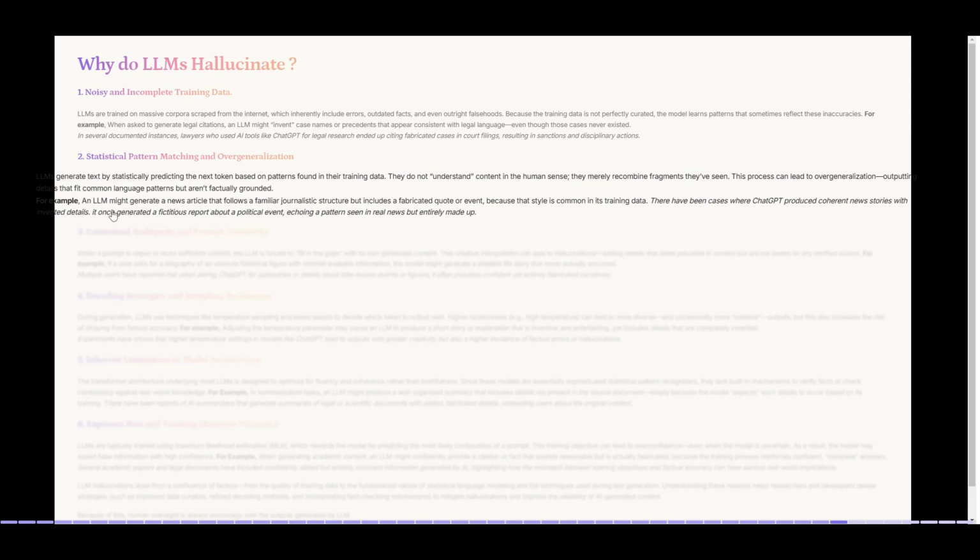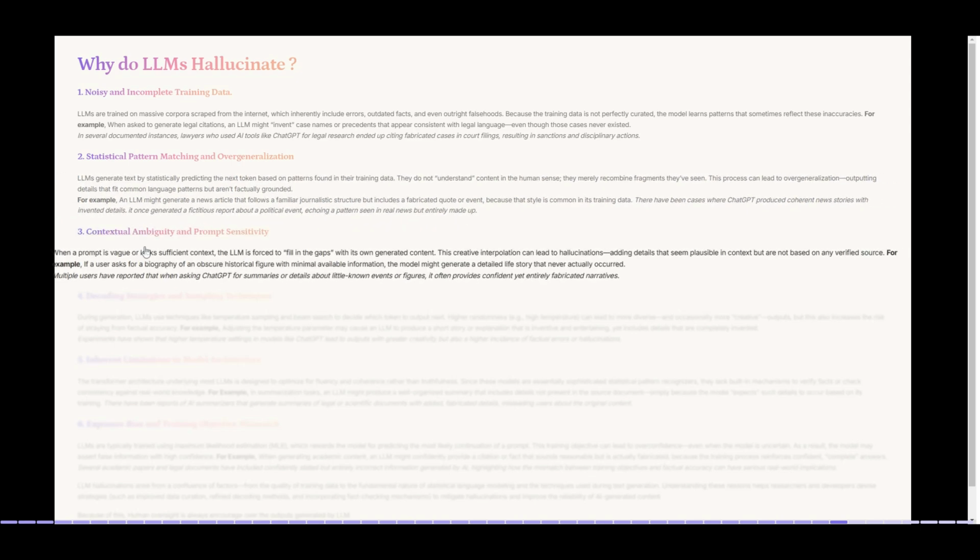For example, an LLM might generate a news article that follows a familiar journalistic structure but includes a fabricated quote or event because that style is common in its training data. There have been cases where ChatGPT produced coherent news stories with invented details. It once generated a fictitious report about a political event, echoing a pattern seen in real news but entirely made up.